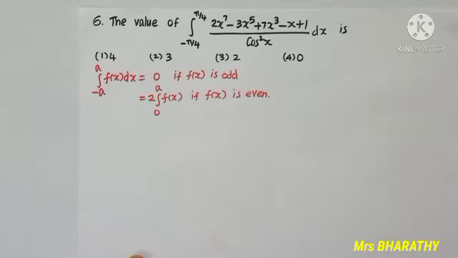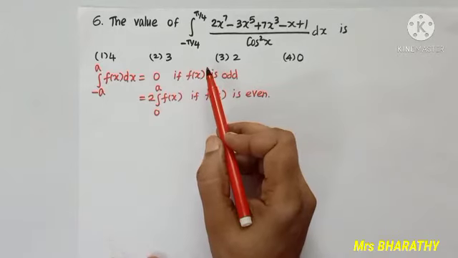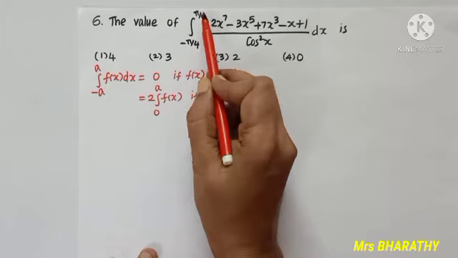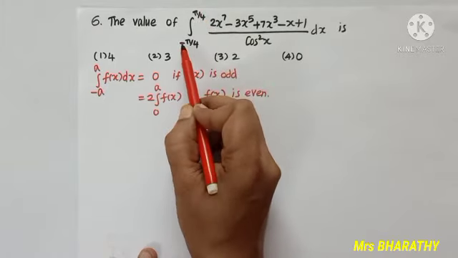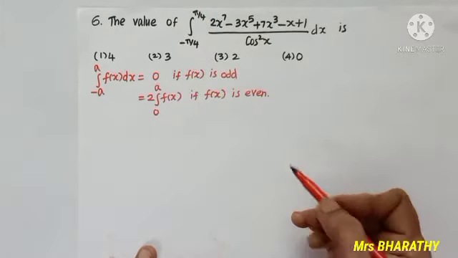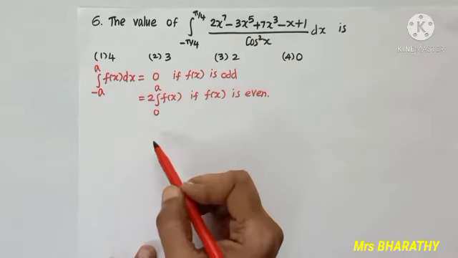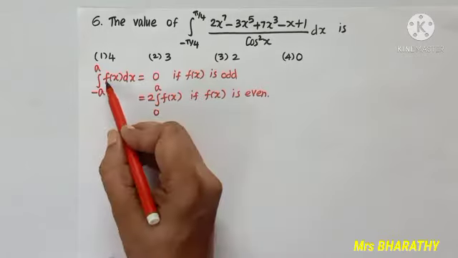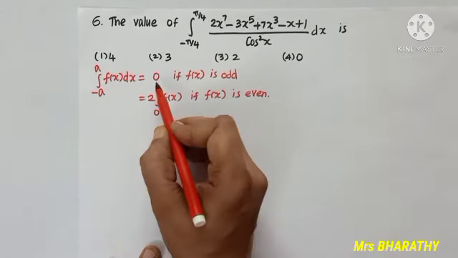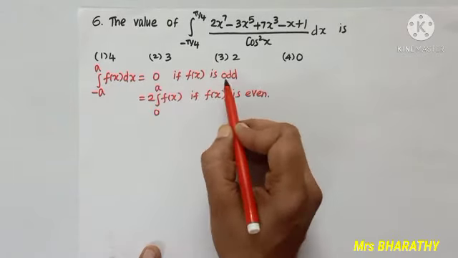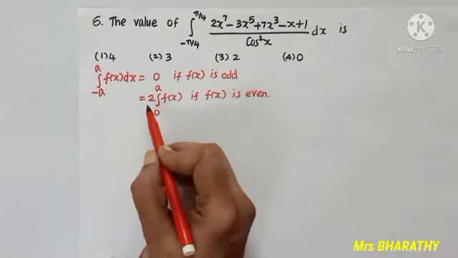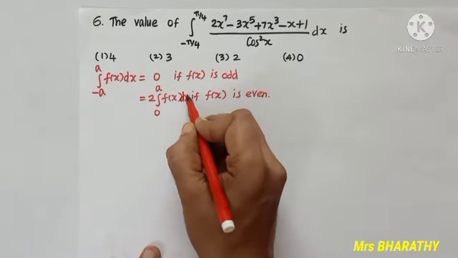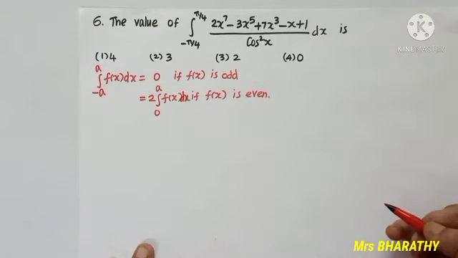Question number 6. The value of. Again we have the integral from minus number to plus number. Same number but negative to positive. Immediately we recall the property of definite integral. Integral minus a to a f of x dx is just 0 if f of x is odd. And it is twice 0 to a f of x dx if f of x is even.